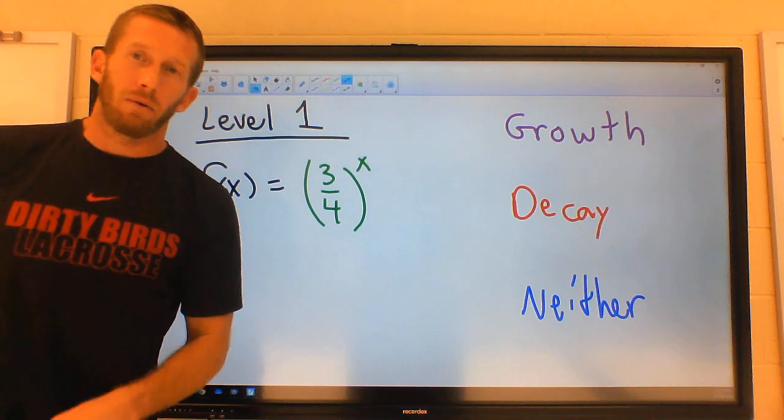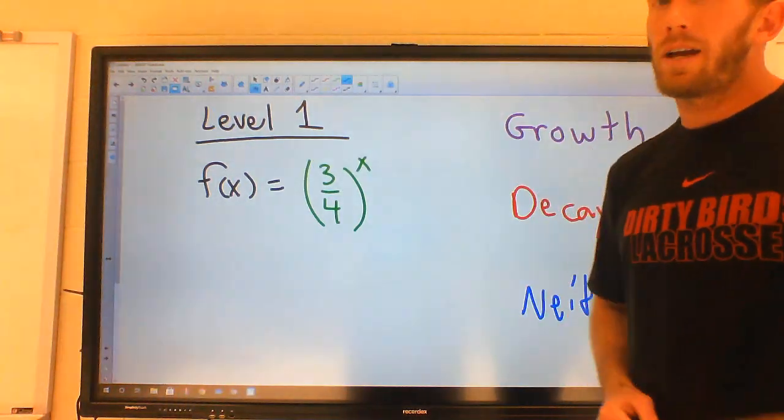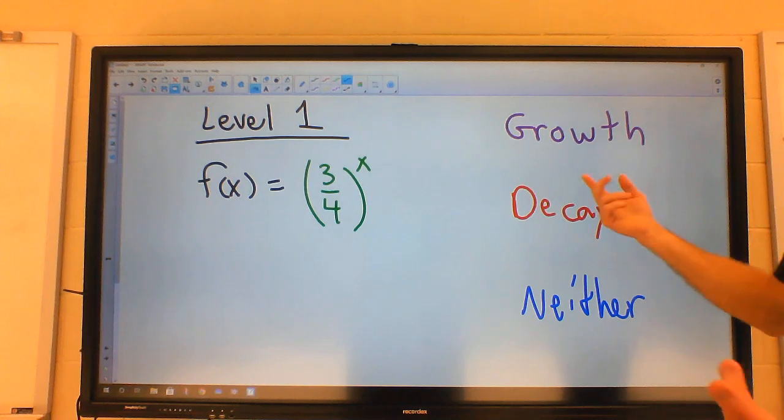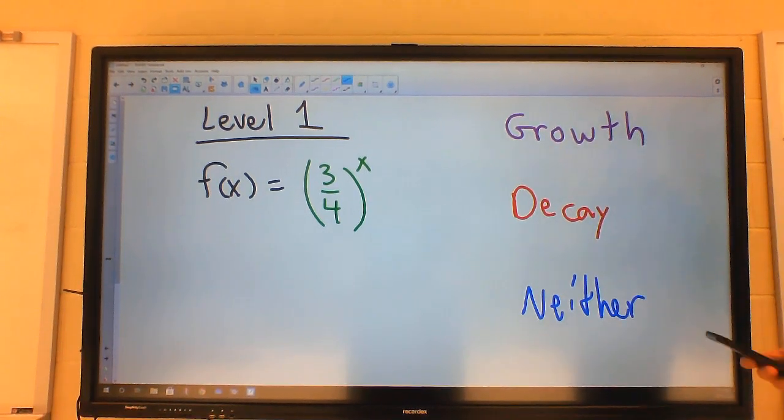Actually, I forget. I'm just going to be pressing play in class tomorrow for the students that are face-to-face. So let me give you guys a minute to actually write this down and then take notes on it. Identify if you think that this is growth, decay, or neither at this time.